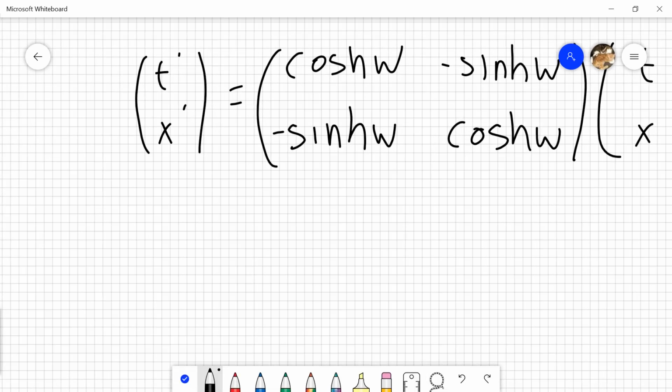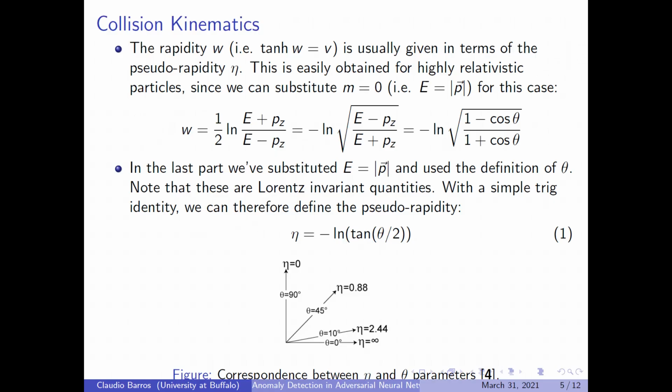And from here it follows that at time equal to 0 the origin would just be, we can just solve for that and get the hyperbolic tangent of omega is equal to the particle's relative velocity. However, as the rapidity itself is not a Lorentz invariant quantity, we are usually more concerned with the pseudorapidity eta, and this is usually obtained for highly relativistic particles. Since here we can substitute m equals 0, or in other words the particle's energy is entirely due to its momentum, and the mass is therefore negligible.